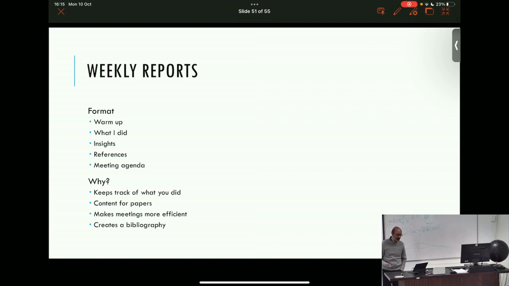And then the references and the agenda. So even if your supervisor doesn't want you to do a weekly report, if you do a weekly report and you give it to her or him, they will be very happy. They'll be super happy with you. If you mail it to them on the day of your meeting saying, I just did a report for you, and this is the meeting agenda, this is what I want to discuss in the meeting, it makes things much, much easier.